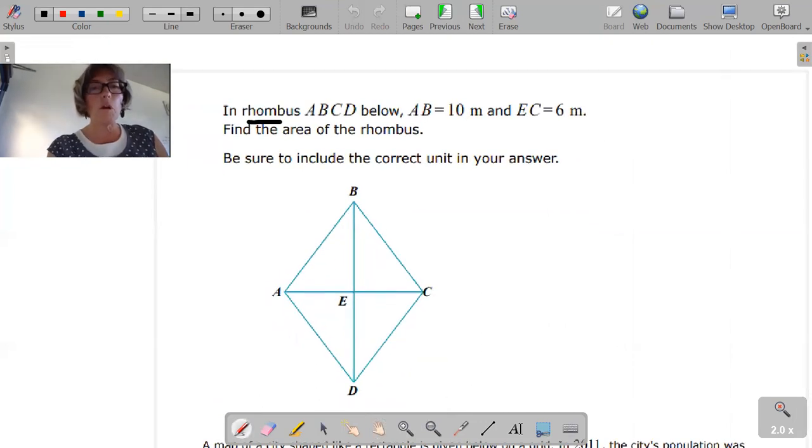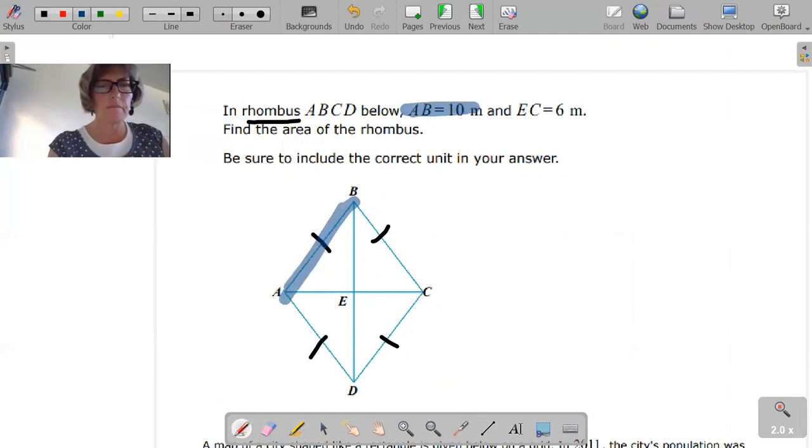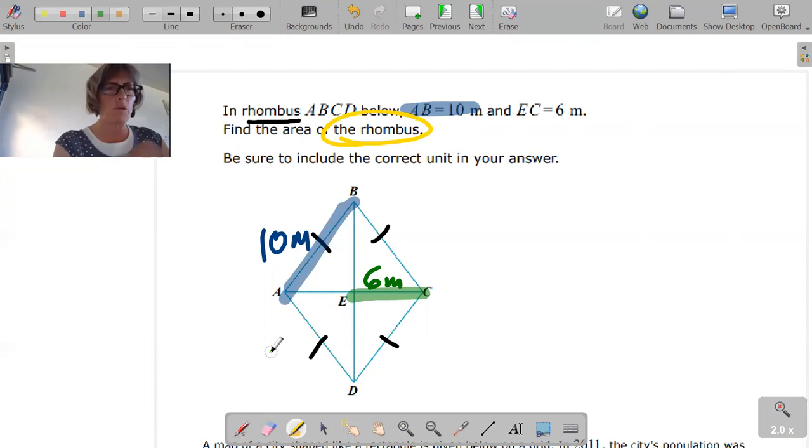This is a rhombus, so right off the bat, all of those sides are equal. A to B is 10 meters. E to C is 6 meters. Find the area of the rhombus, of course, which is this entire thing.